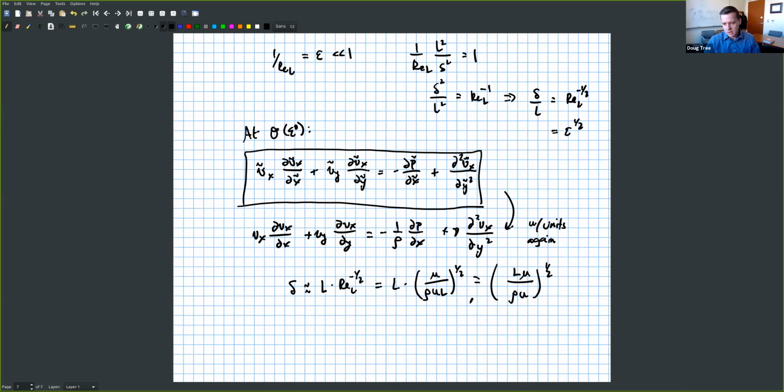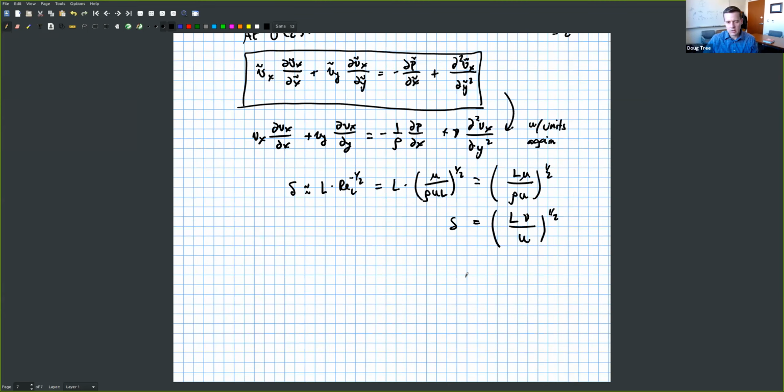Okay. Sometimes this is written slightly differently. There's a mu over rho, so if we're going to use the kinematic viscosity, we'll have L nu over u to the 1/2. And if you go look up, that indeed is the boundary layer. I should put this as proportional to instead of equals. So if you go look up the boundary layer height, it is going to equal some constant times L nu divided by u to the 1/2.